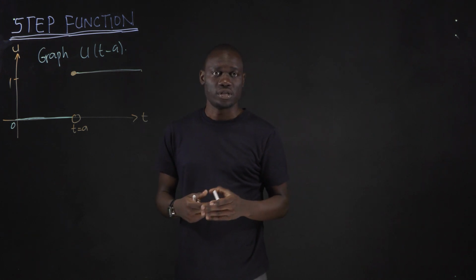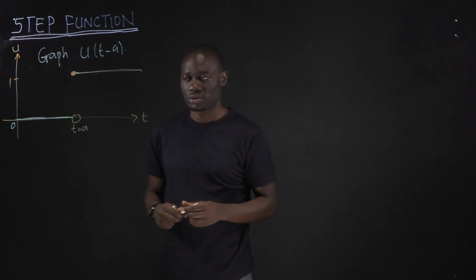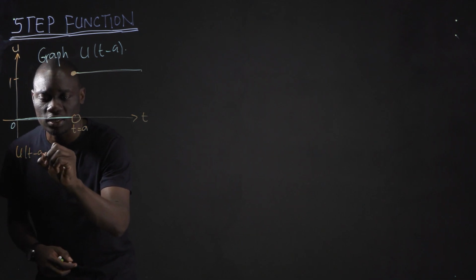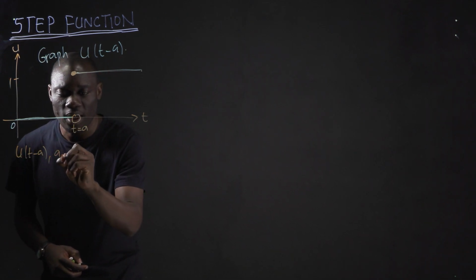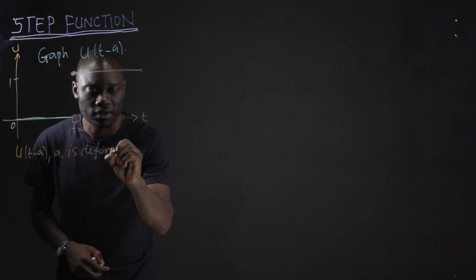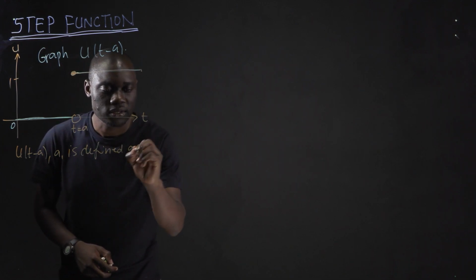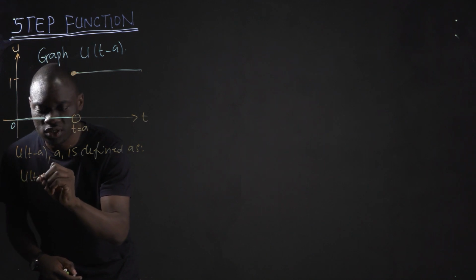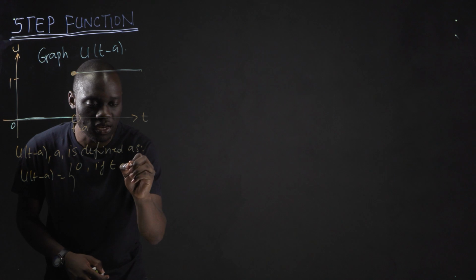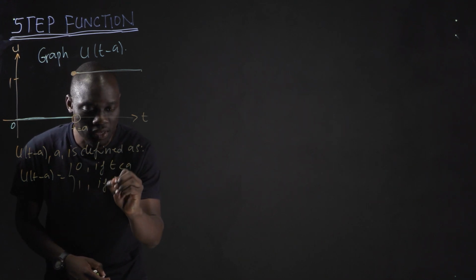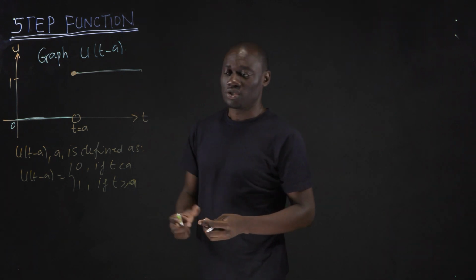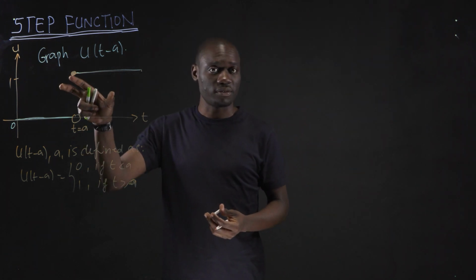Therefore, defining a unit step function, we will say that a unit step function u(t minus a), where a is a given number, is defined as u(t minus a) equals to 0 if t is less than a, and 1 if t is superior or equal to a. So this can easily be visualized on the graph, right?